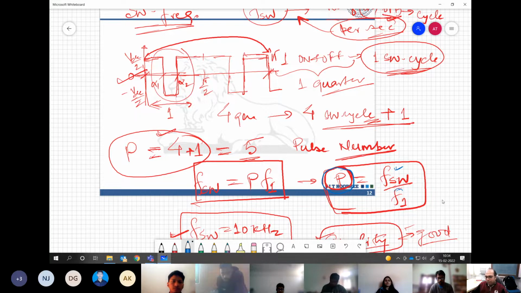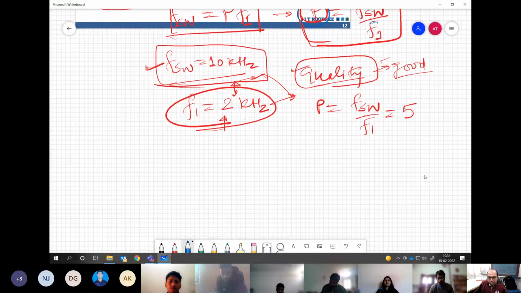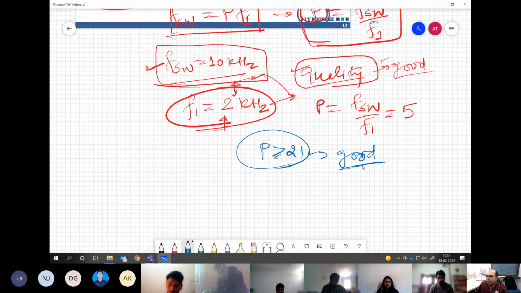Then you can have this understanding: if the pulse number is going beyond, say, 21, you can say that yes, the performance could be good. By saying pulse number, you have also included the fundamental frequency in that. You understand my point?